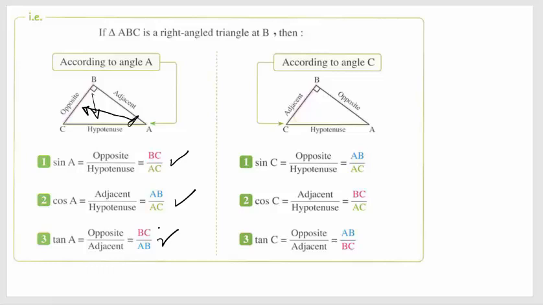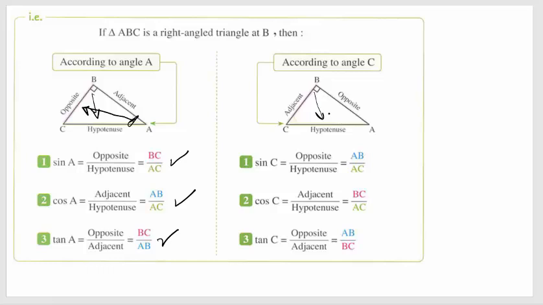The next one is finding the main trigonometric ratios for another angle, which is angle C. For angle C, for sure AC is called the hypotenuse because it's opposite to the right angle. A very important note to take care of is that the hypotenuse is the longest side in the right angle triangle. So for sure the opposite and the adjacent for any angle should be smaller than the hypotenuse, because the hypotenuse is the longest side in the right angle triangle.